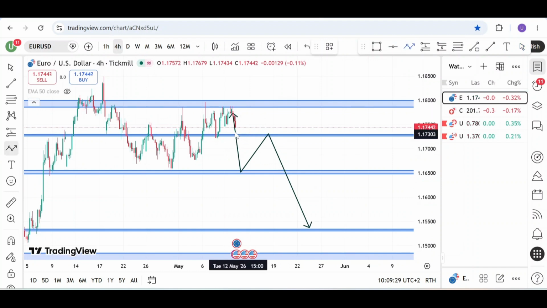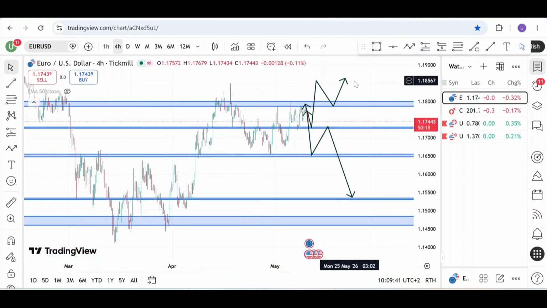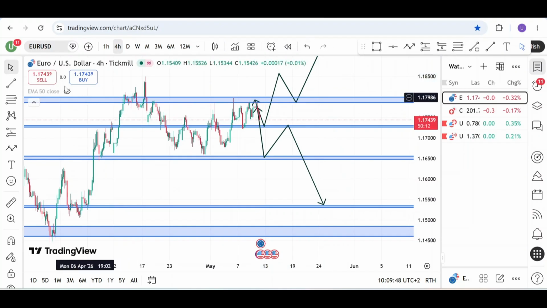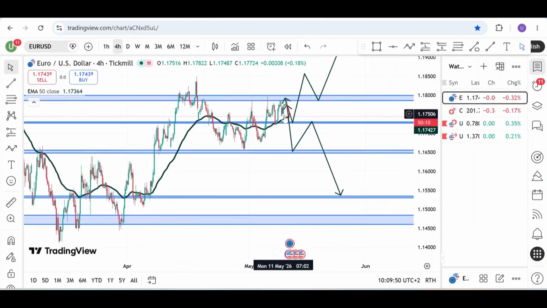Or I will wait for price to return back to retest here, and then break this daily structure to create a higher high. After seeing a higher low, I enter for a buy. So this is my full and complete market structure about Euro USD.